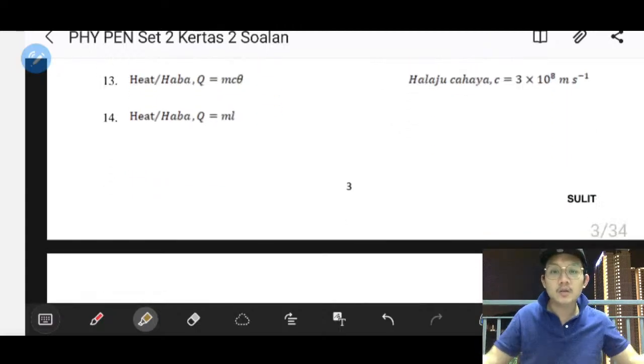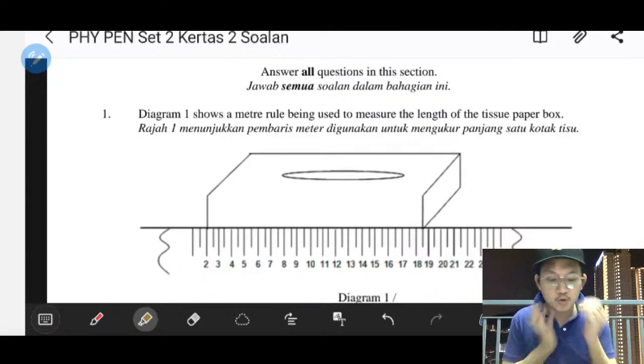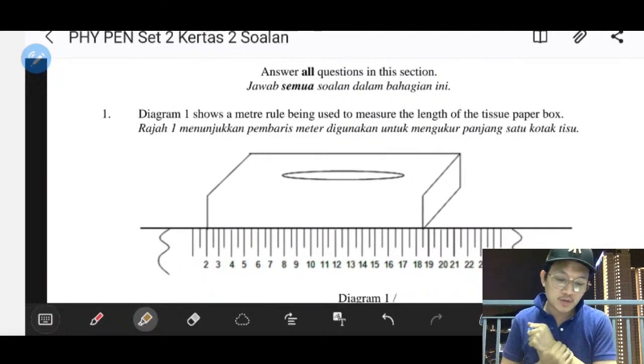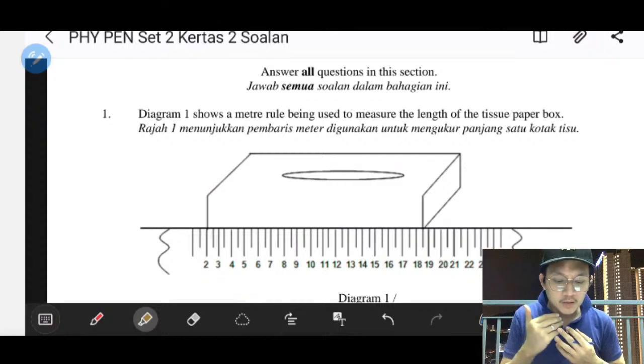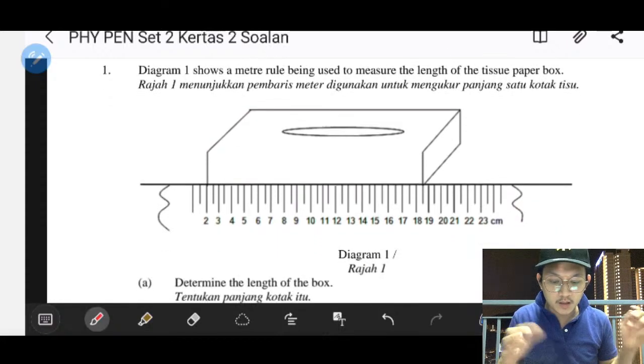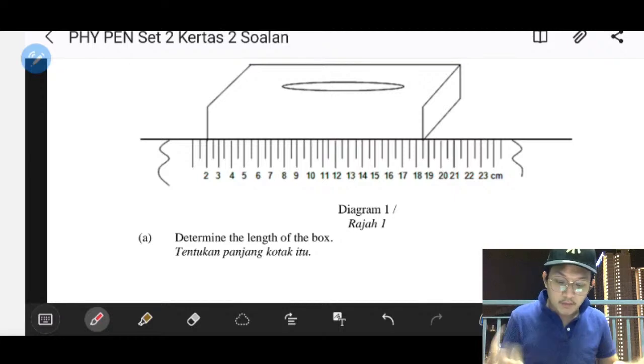Okay, so let's go to the first question. First question dekat sini ada satu rajah dan menunjukkan satu pembaris yang sudah patah. Patah ini digunakan untuk mengukur satu tissue paper box, ya. Determine the length of the box. You just have to buat ukuran and then you just have to minus it off lah.